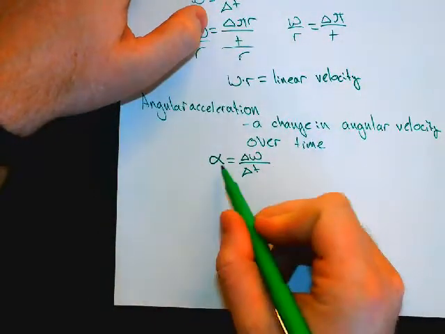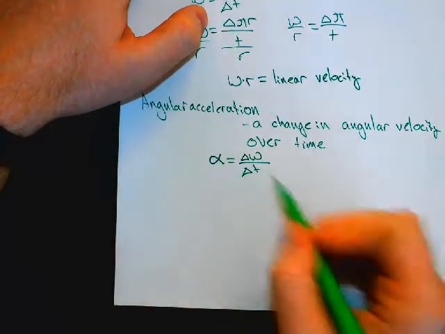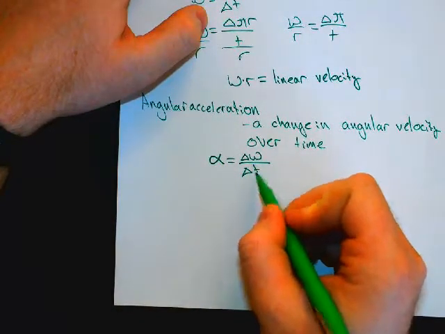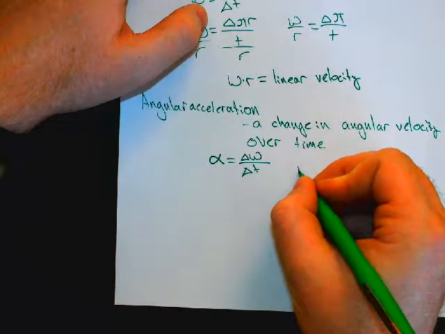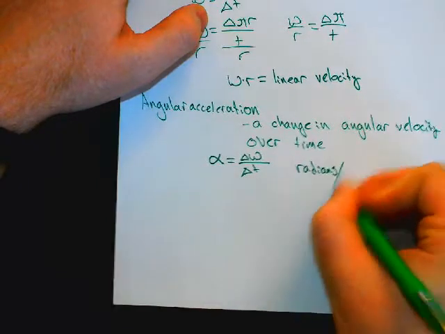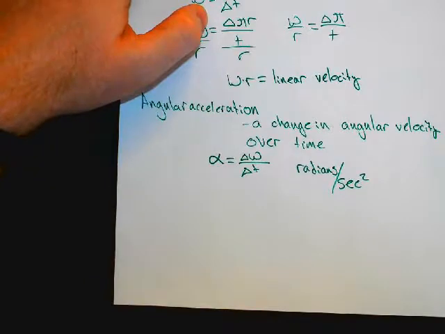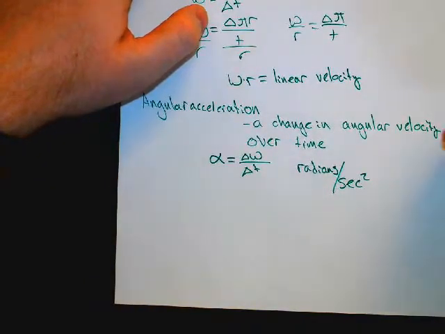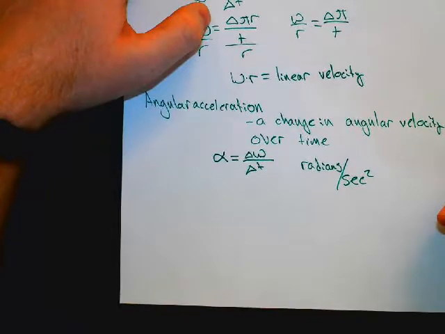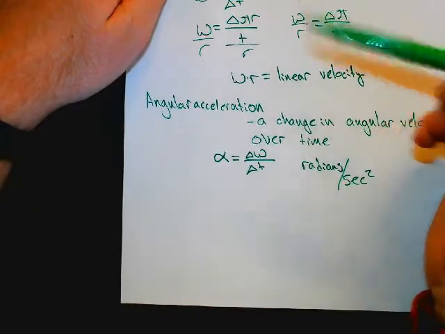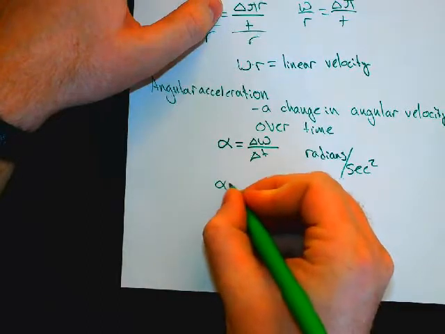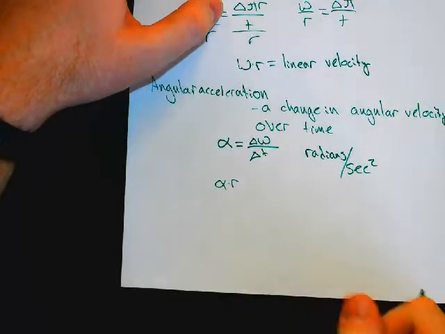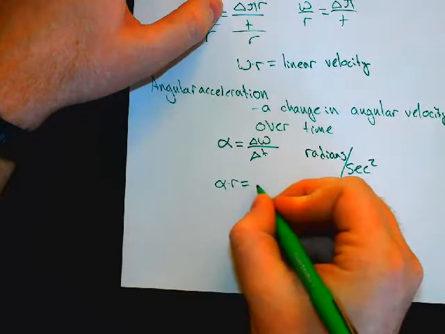All right. So, given that this is change in angular velocity over change in time, units for this, guys, are going to be radians per second squared. Note the same format of the units as linear acceleration. And talking about a relationship between the angular version and the linear version, if we take alpha times the radius of whatever we're spinning around or traveling around, that's going to be our linear acceleration.